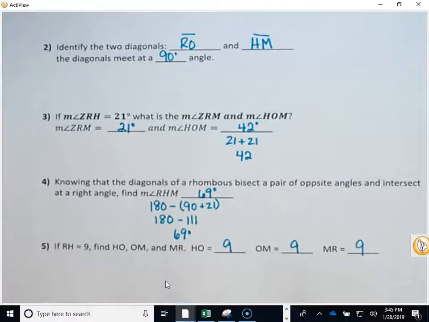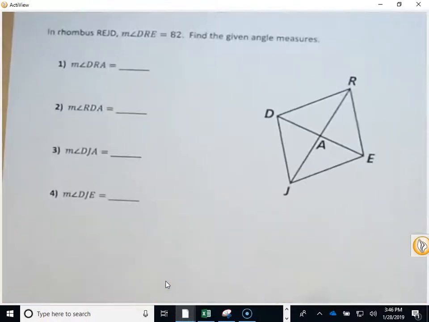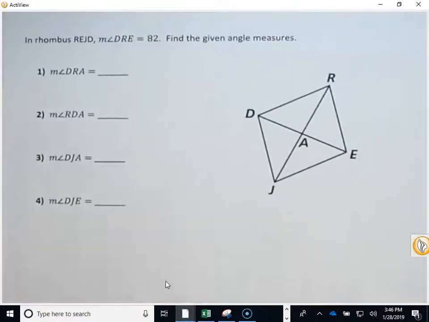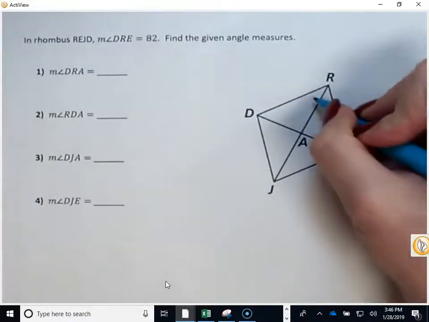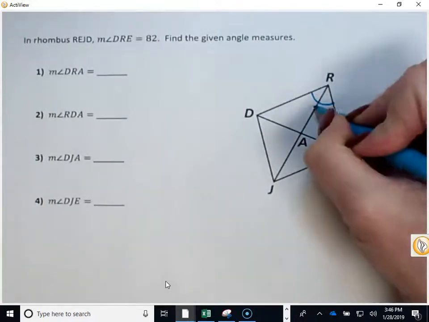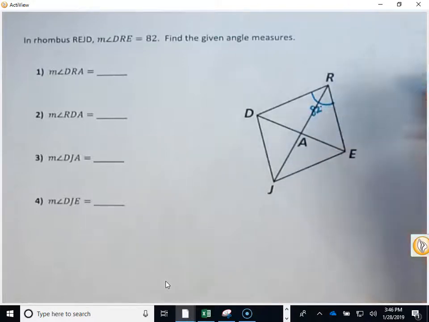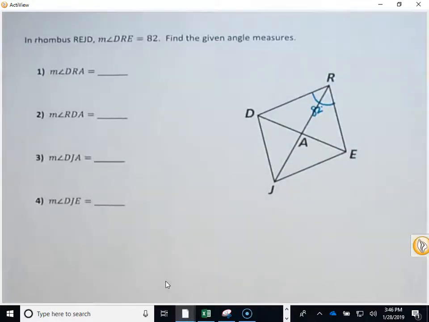All right, let's do another example of a rhombus, and then we'll be done with the rhombuses for today. Rhombus REJD, measure of angle DRE, so D to R to E is this big angle here, is 82. And then it says find the given angle measures.